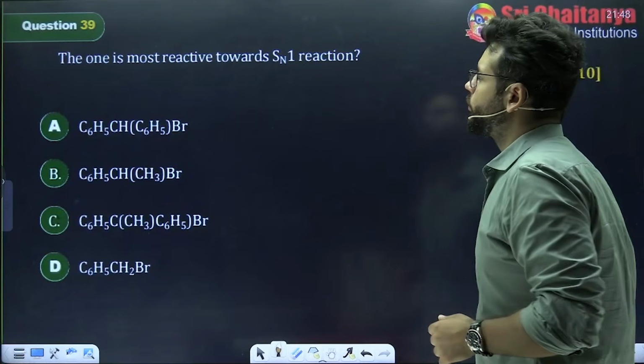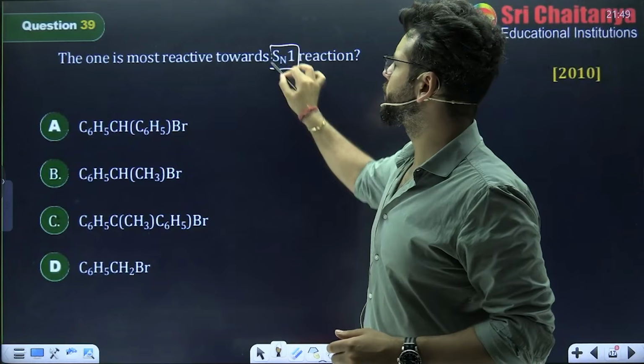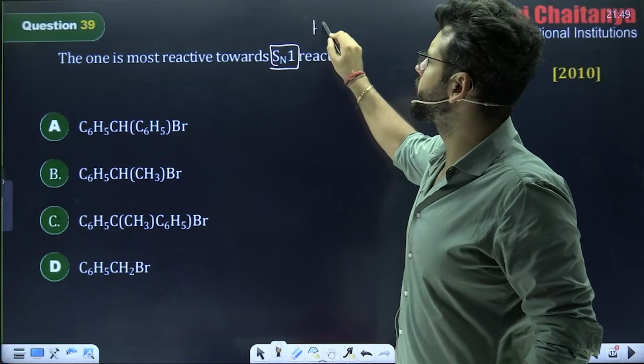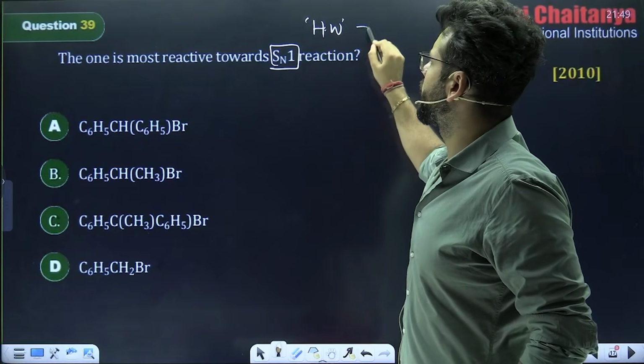Next is most reactive towards SN1 reaction. Again, a carbocation type question. I want you to answer it yourself. Take it as homework question number 1.